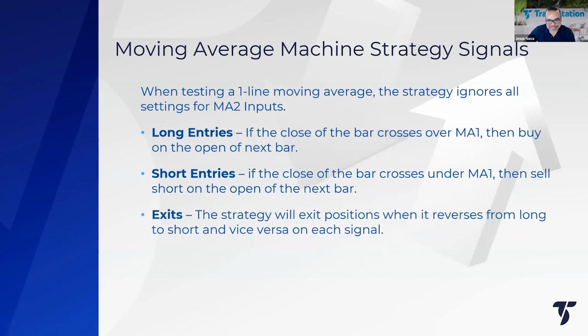And the exit is when the strategy decides that it's going to reverse from a long to a short or from a short to a long. It happens automatically. If you are in a long trade and all of a sudden the strategy feels that you should go short, it'll exit your long trade and enter short. It happens automatically, and it's called a reversal strategy.